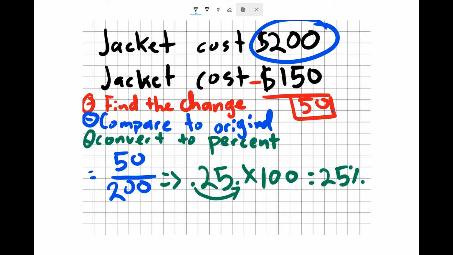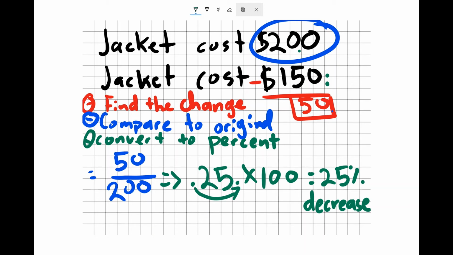And again, your homework will ask you if it is an increase or if it is a decrease. Because the original is larger, you had to go down to get to the new amount. It is a decrease. Okay, so far we have seen an example of an increase and a decrease.